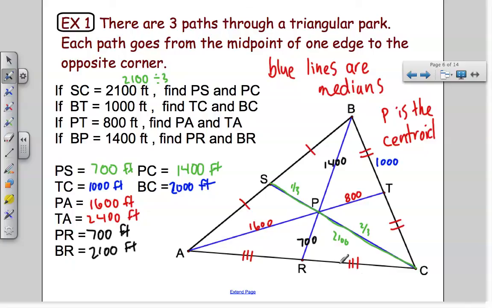Alright, so working with medians today, intersecting at the centroid, and noticing that we split the median into parts that are 2/3 and 1/3 of the total.